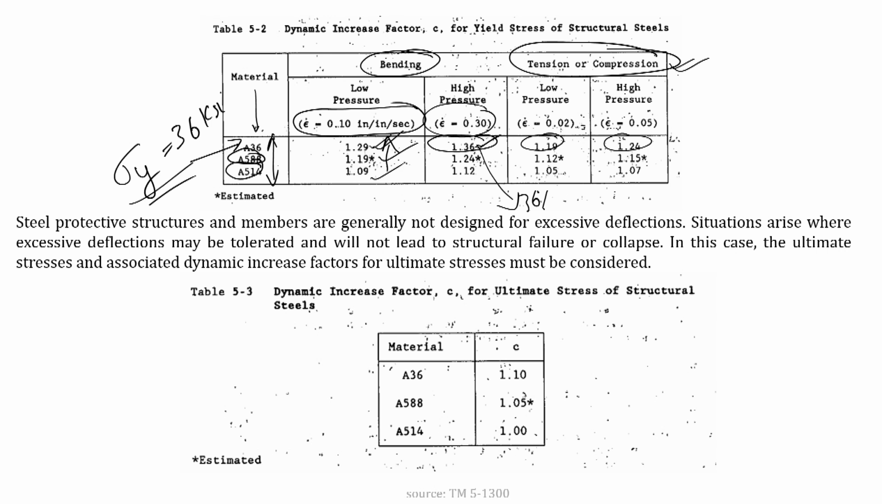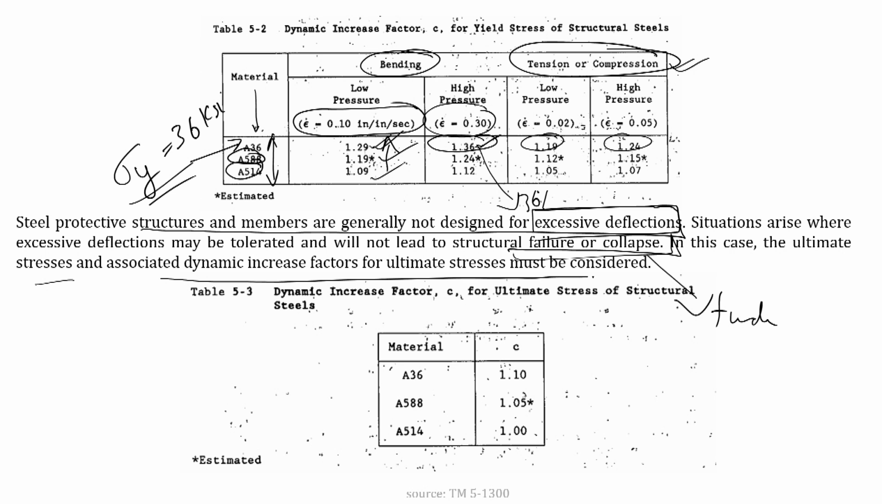Steel protective structures and members are generally not designed for excessive deflections. So, the deflection is limited in case of the protective structures. Some situations arise where excessive deflections may be tolerated and will not lead to a structural failure or collapse. This depends upon the functionality of the structure. The protective structure is designed for a purpose that might or might not allow the excessive deflection. In the case where excessive deflection might be allowed, the ultimate stresses and the associated dynamic increase factor must be considered.